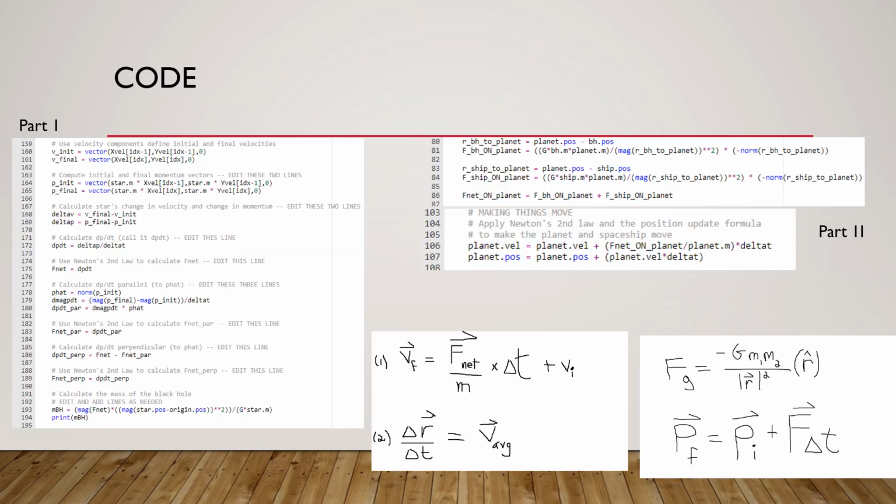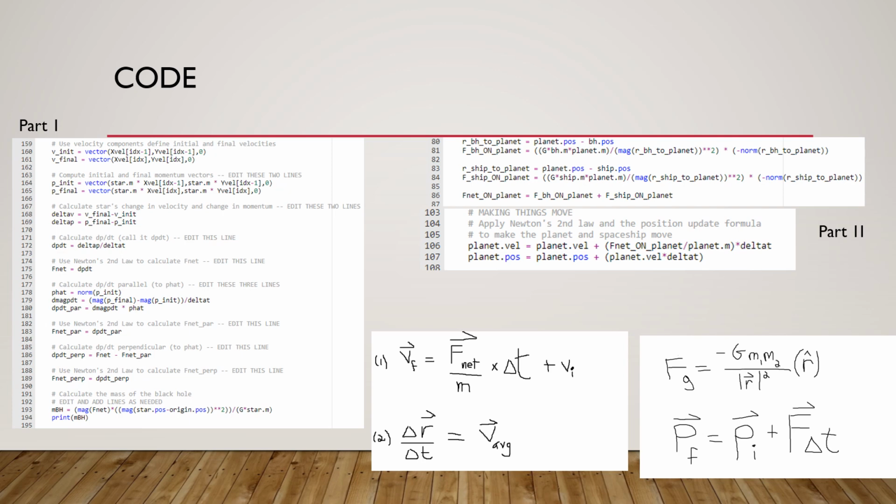To the left, you can see the code I used for part 1 of the lab. Overall, we continuously updated a list with the initial and final velocities of the star around the black hole, and then we extracted two initial and final velocities and subtracted them to find the change in velocity. And then using the change in velocity over time, we could find the change in momentum over time, since momentum is simply mass times velocity.